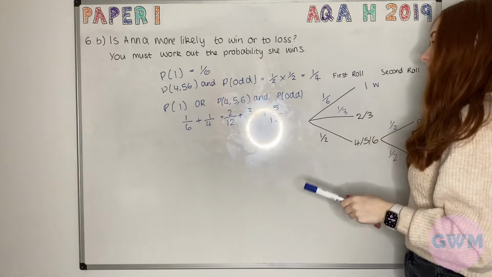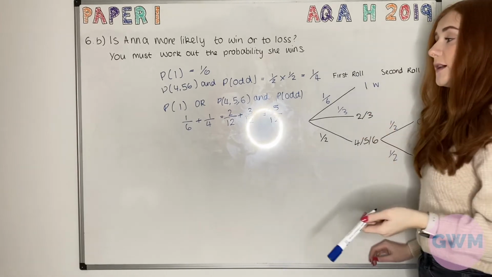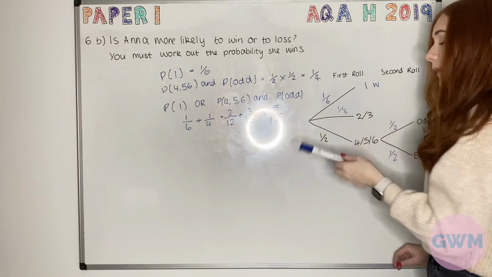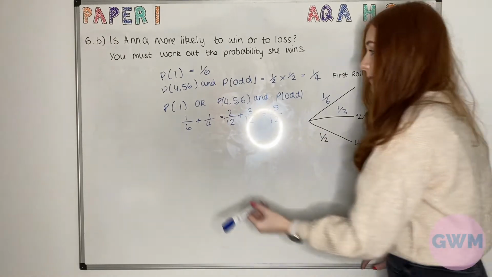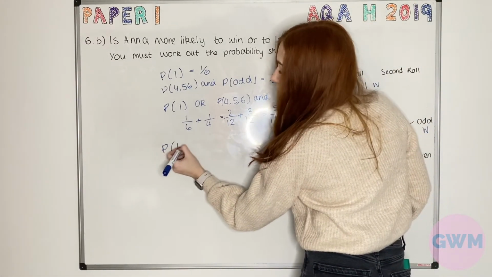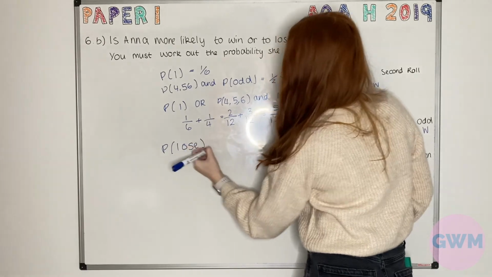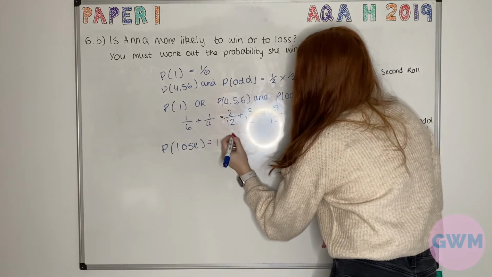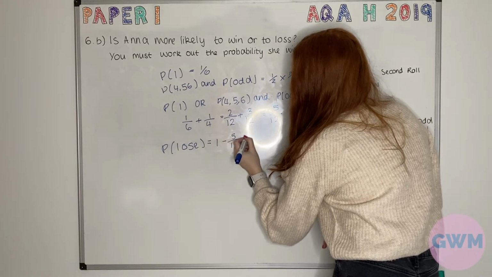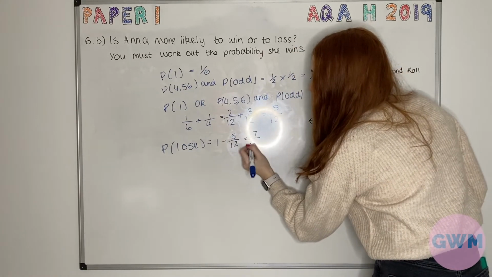Now, the probability that she loses, we can work out in the same way. But we know that the probability she loses will be the opposite of that, because she can either win or lose, there's no in between. The probability she loses is 1 minus 5 over 12. So it's the opposite, which is 7 over 12.